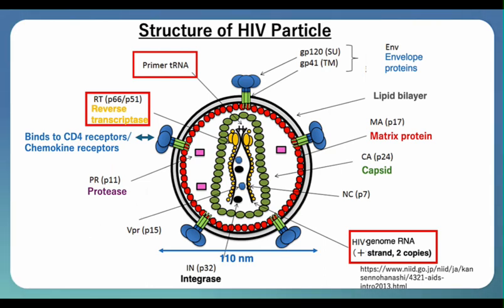The green color represents the capsid proteins. The RNA genome, reverse transcriptase enzyme, and tRNA primer are encapsulated within the capsid shell. This is the basic structure of the HIV virus. Its size is approximately 110 nanometers in diameter.